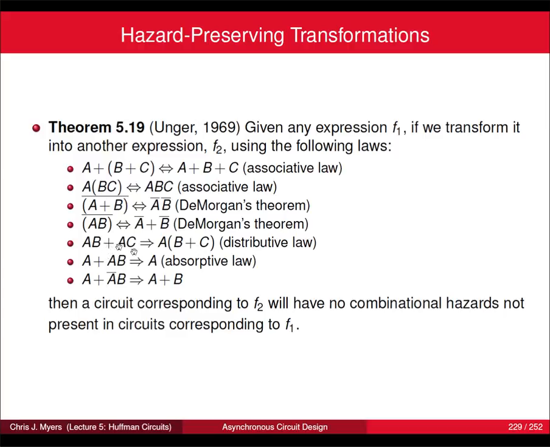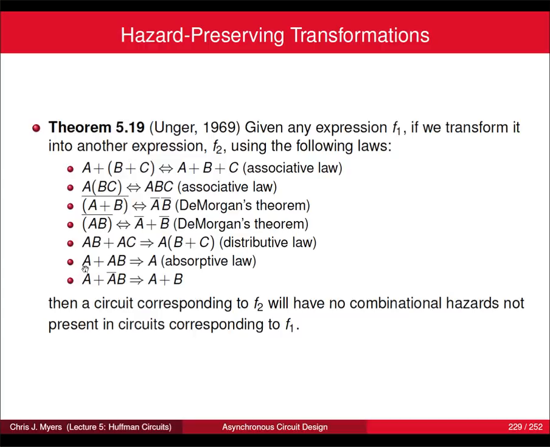The distributive law, where you factor out a signal, is hazard preserving, but the reverse is not hazard preserving. So if you want to multiply through, you might actually introduce hazards, and so you can only apply this law in this direction. But that's actually typically the direction you'd want to apply when you're doing synthesis, because it's the one that ends up with fewer literals when you're factoring.